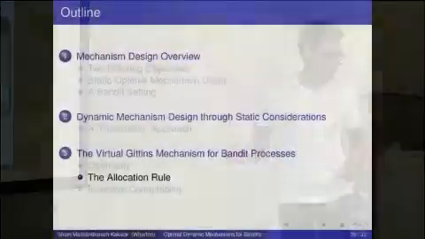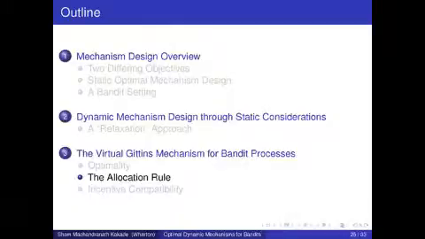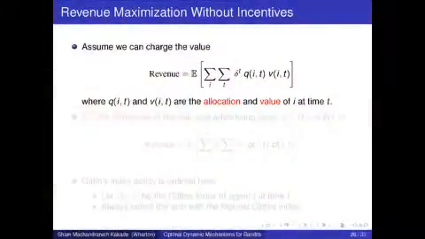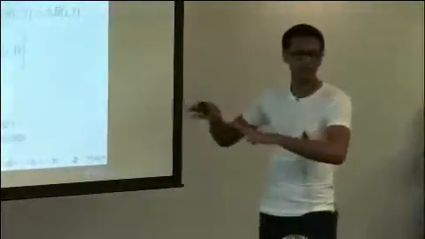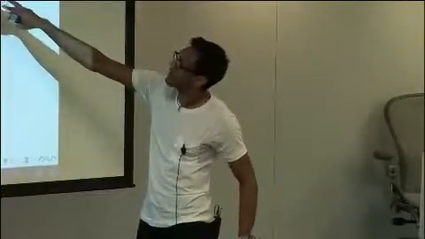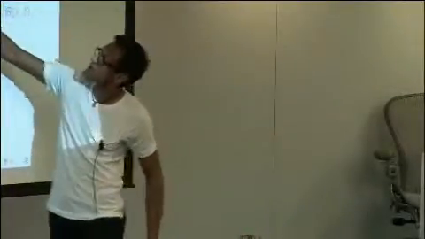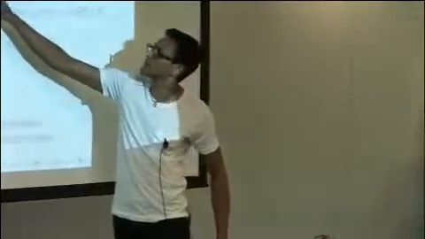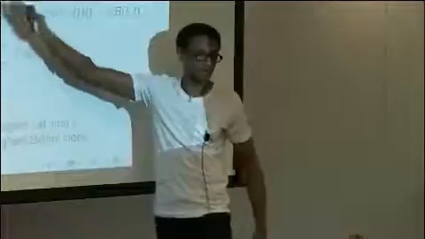The first period, yeah. It'll become obvious in a second when we look at the way the proof works. So now we're going to look at how we go about solving this problem. It's going to be a little more mathematical now, but hopefully the notation isn't too bad. For a moment, let's just ignore incentives and look at the problem of maximizing the revenue when people are truthful. V_it is the value of agent i at time t, q_it is the allocation rule, whether or not we allocate at time t, and our revenue is just the discounted sum of these, because if we give it to someone, we get their value.